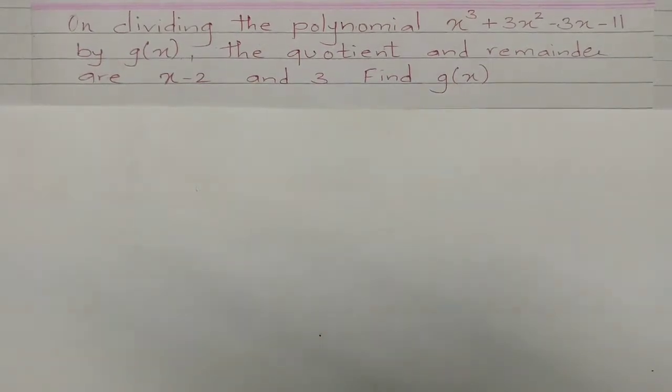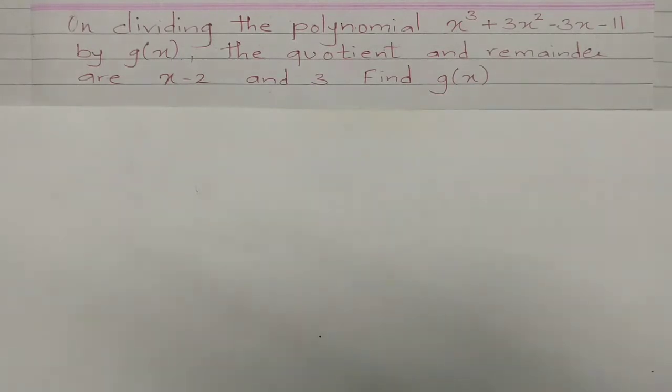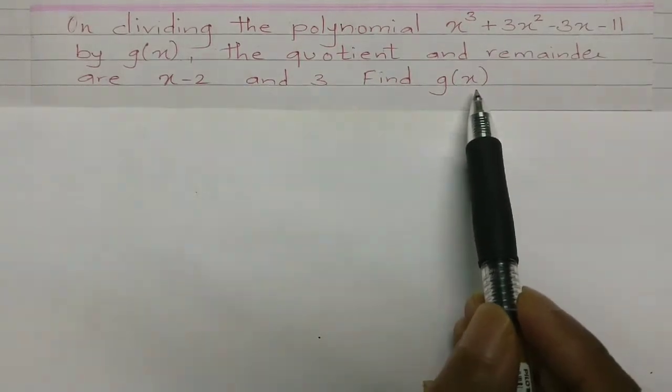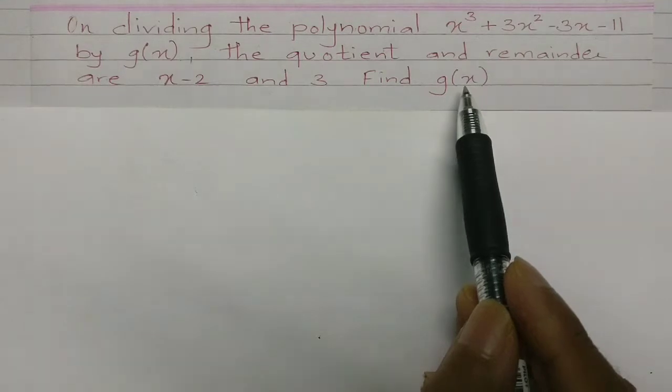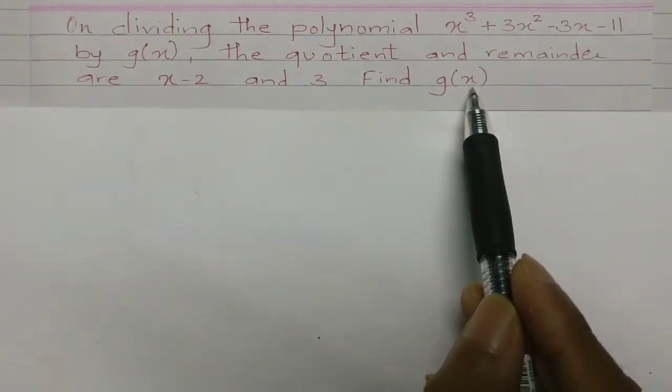On dividing the polynomial x cubed plus 3x square minus 3x minus 11 by g of x, the quotient and the remainder are x minus 2 and 3. Find g of x. This g of x is nothing but a polynomial whose variable is x.